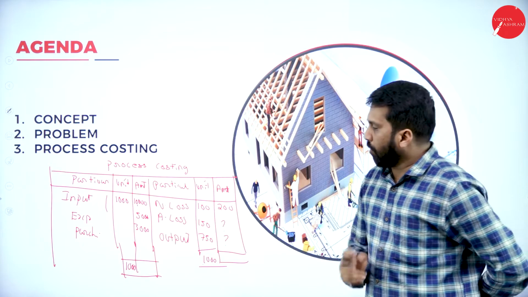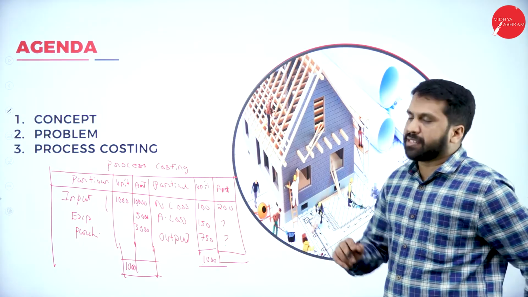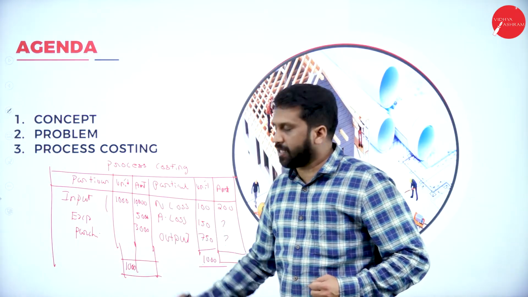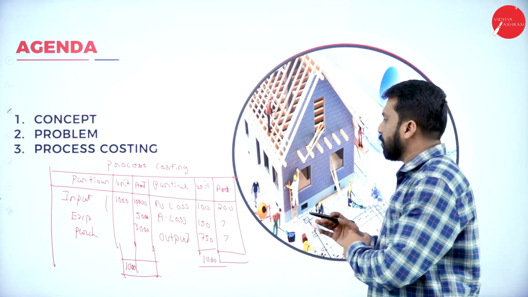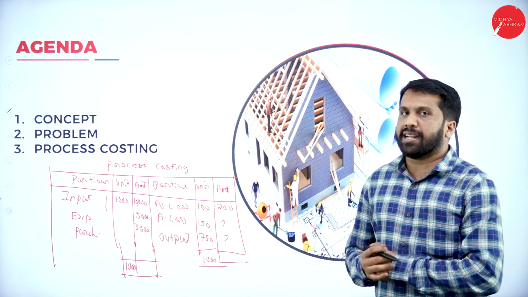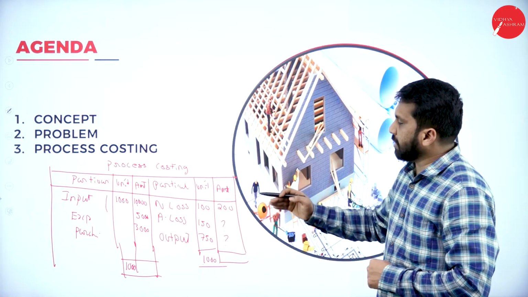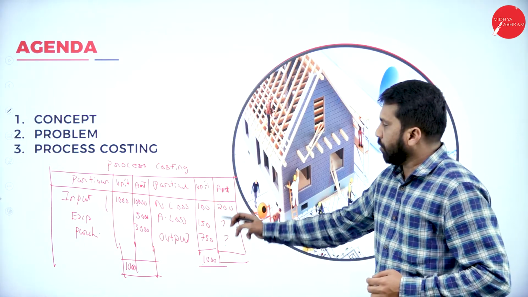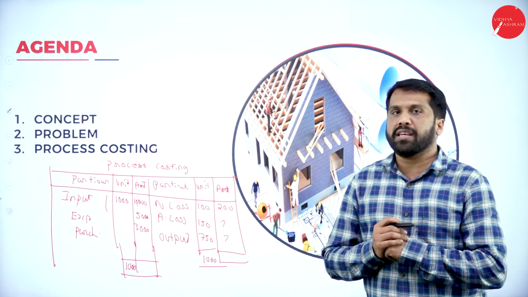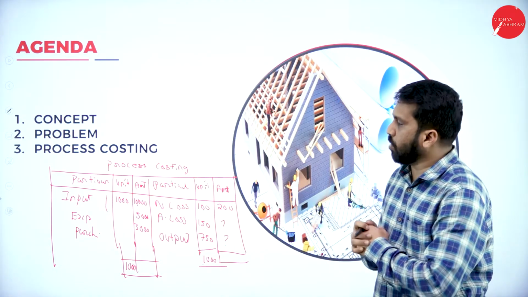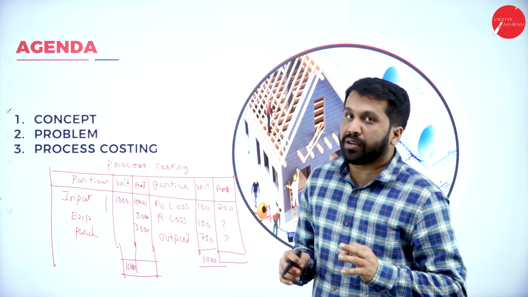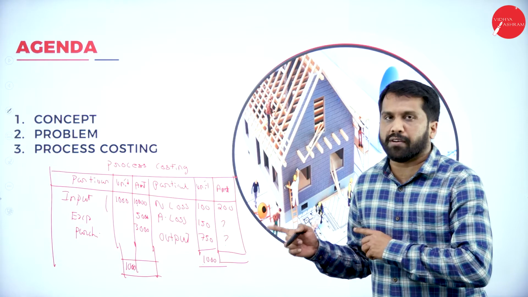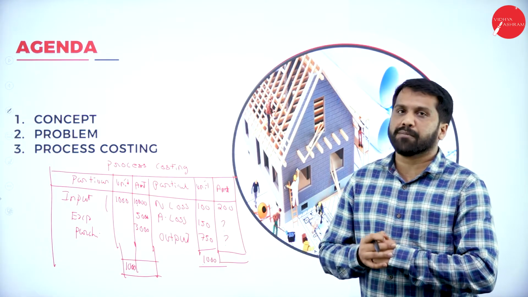Hope you are clear. What is your process costing format? Debit side, we start with input. After input, we go with all the expenses. Once you're done with expenses, come to credit side: normal loss and abnormal loss. Finally, we go with output. In the output, we have units and amount columns. This much only is your process costing. Hope you are clear. I'll go out of the screen. Please take a screenshot of your format. We'll go to the first problem.